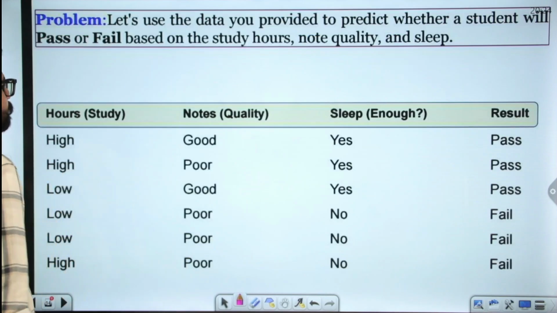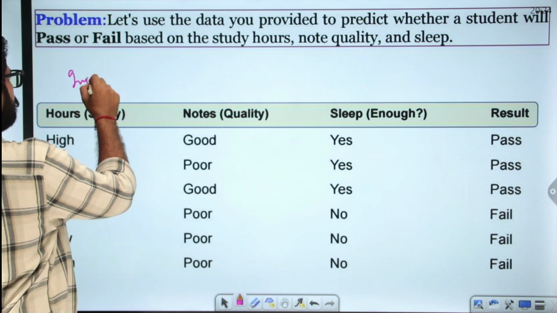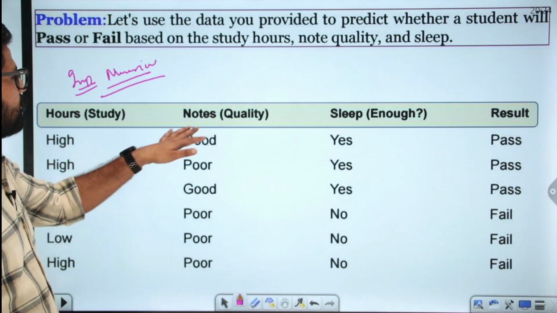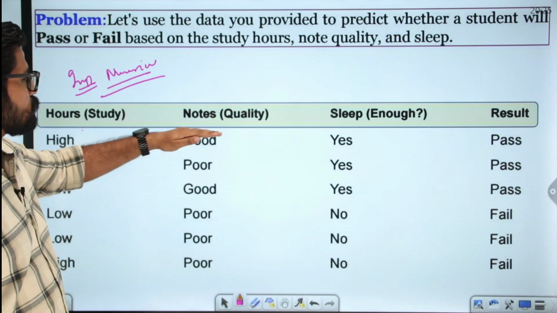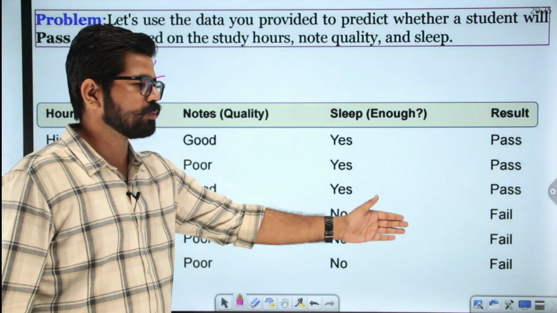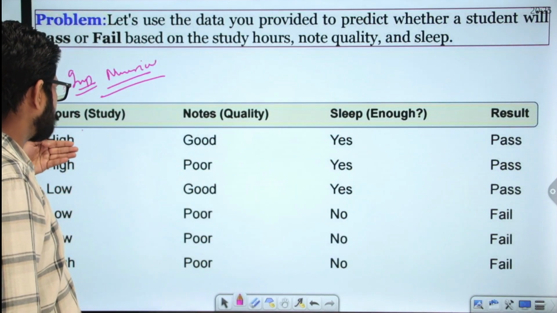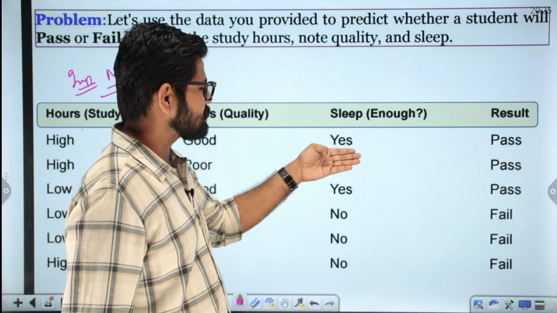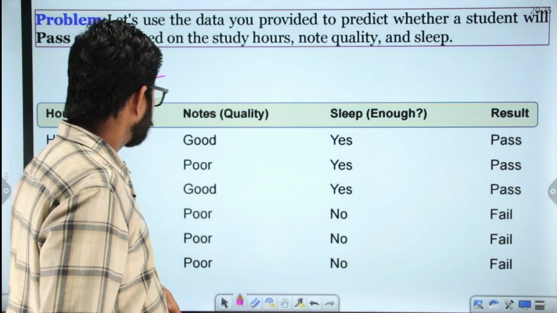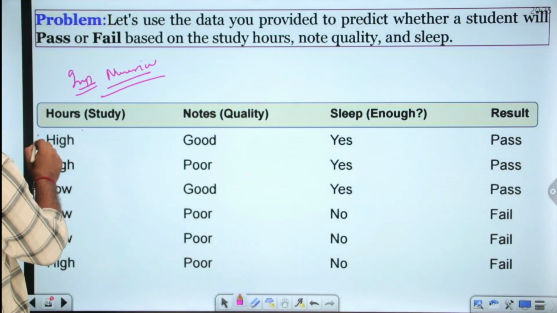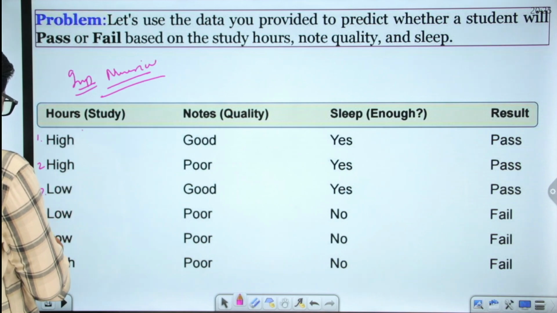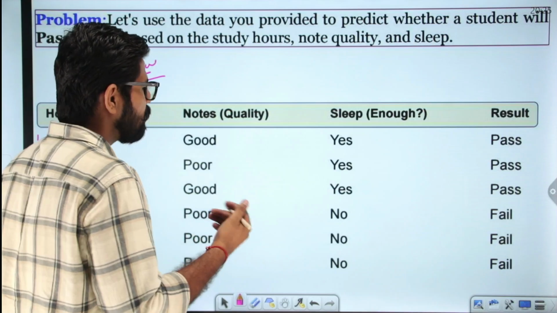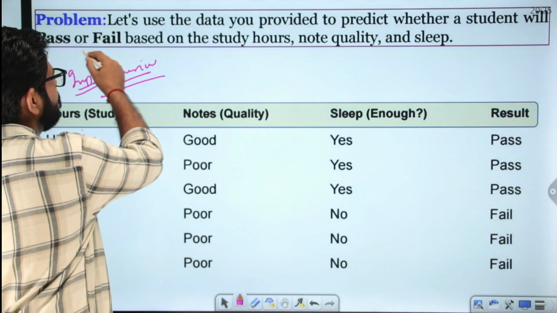Okay, moving further. Now, the most important part, here you need to solve a numerical. This numerical is again an important one, based on a data set of study hours, notes, and sleep. You need to find the result for a particular student. For example, if someone studies for high hours, prepares good notes, and gets enough sleep, then definitely the result is pass. We have a total of 6 data points here, 1, 2, 3, 4, 5 and 6. Based on these 6 data points, you need to find the basic probability of whether a person will fail or pass.